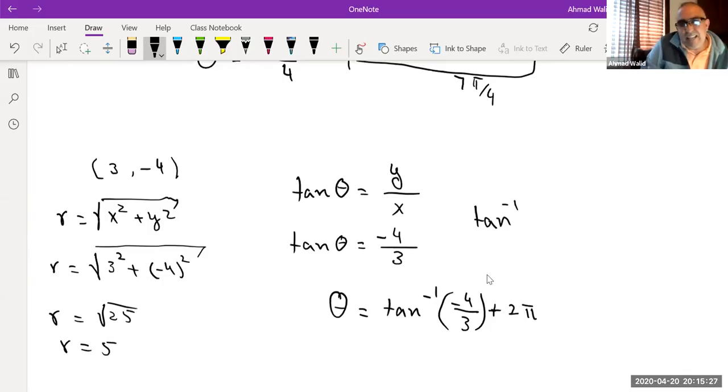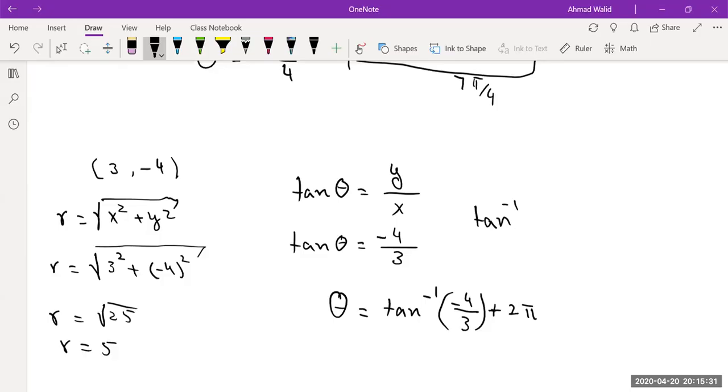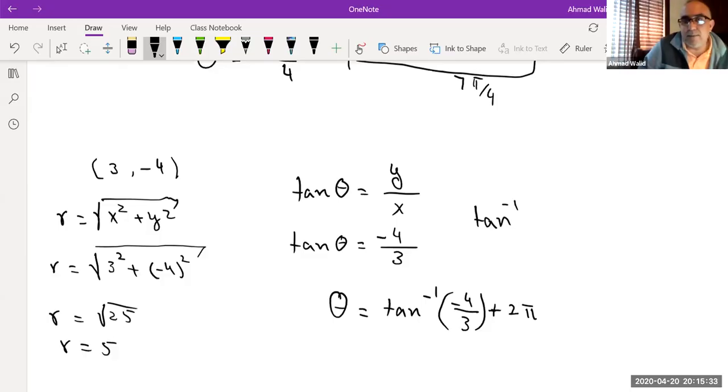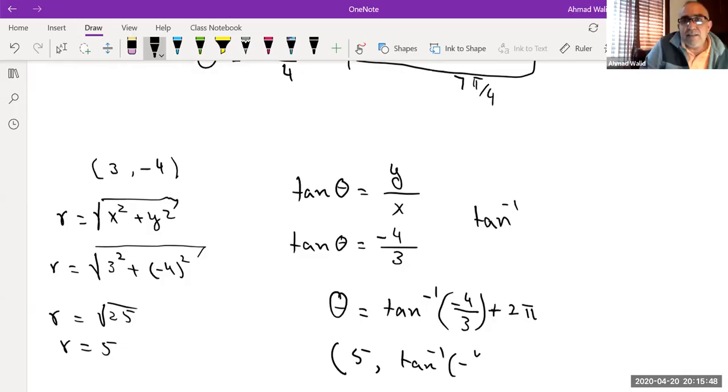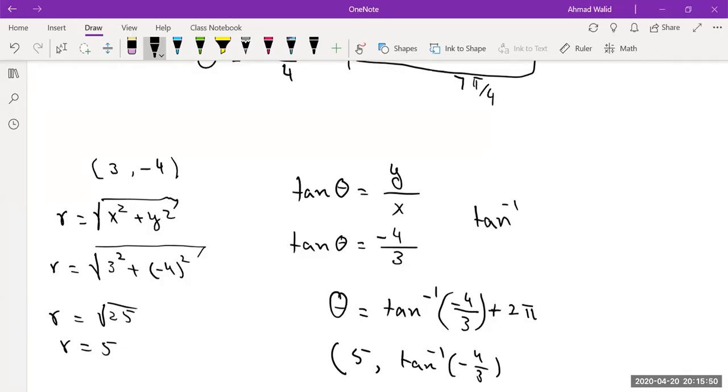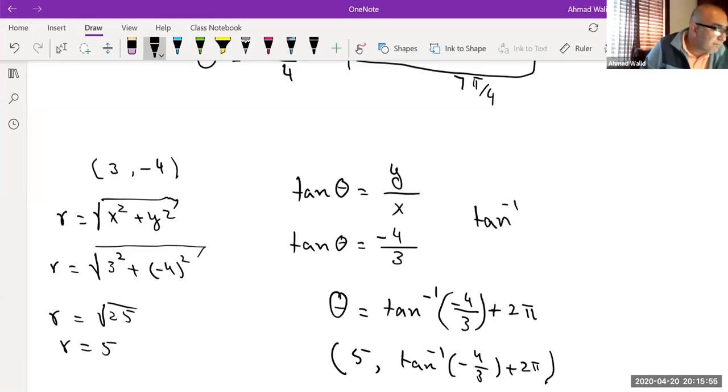It's really a tricky point if you want to write this way. People who know math very well know what they're talking about. But for some people, it's like, is this like the coordinates of a point? Yes. If you want to put it in parentheses, you will write this way: 5, comma, inverse tan of -4 over 3 plus 2 pi. That's your coordinates.